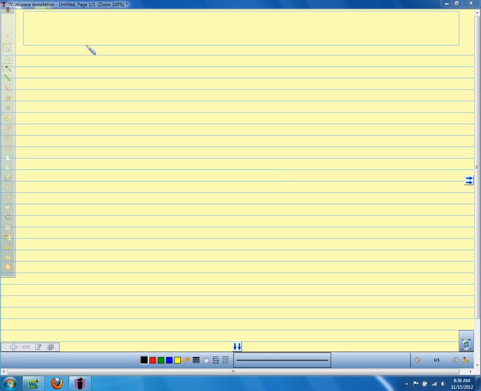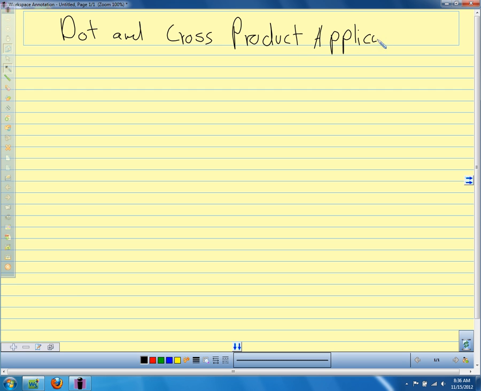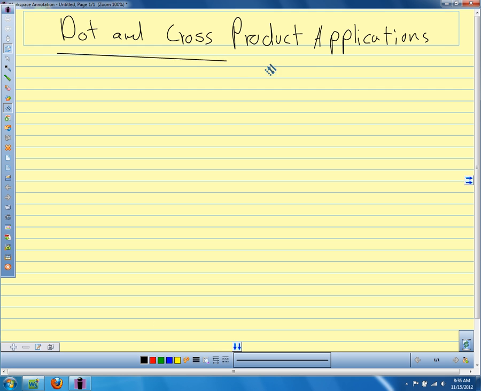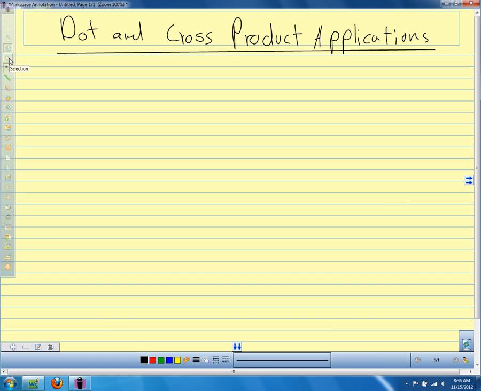So we're doing dot and cross product applications. And this is from section 11.3 and 11.4. So we're kind of pulling from both sections.